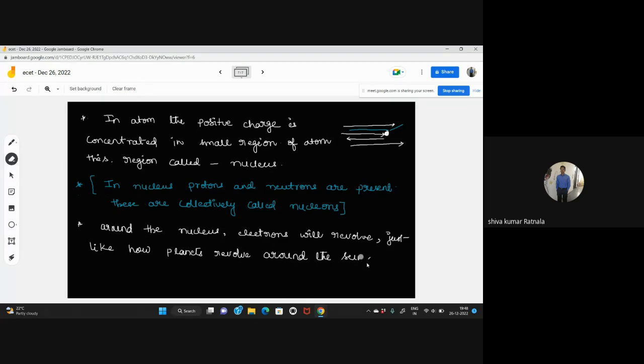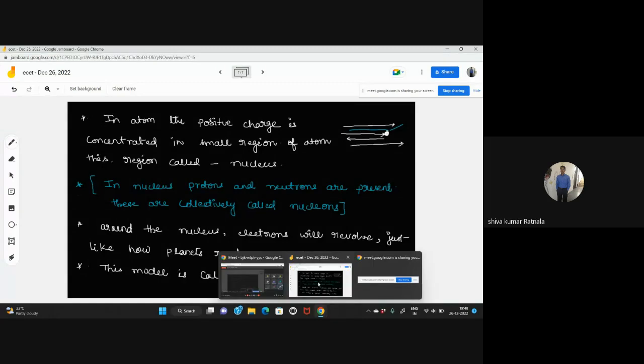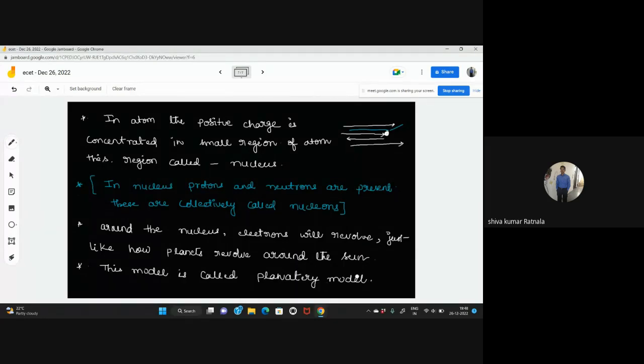How planets revolve around the sun, the same way electrons also revolve. That's why this model is also called the planetary model. This is about Rutherford's alpha scattering experiment.